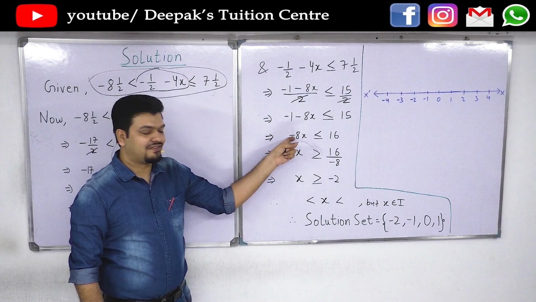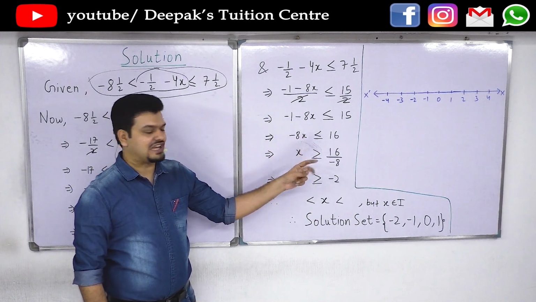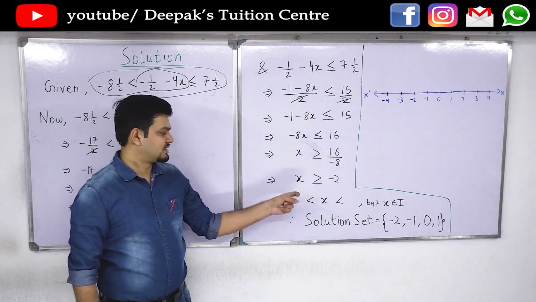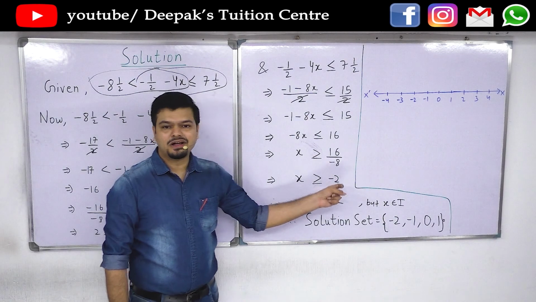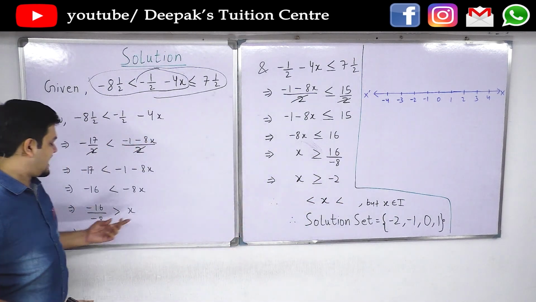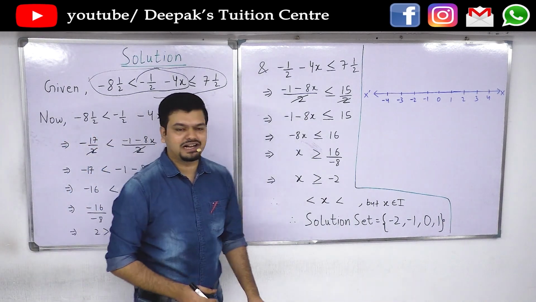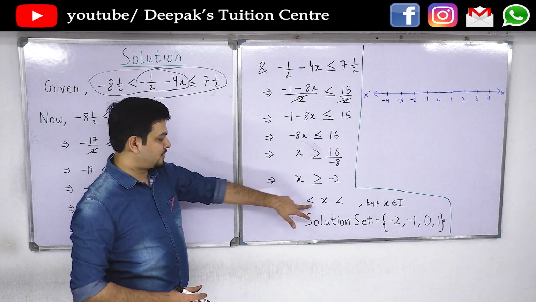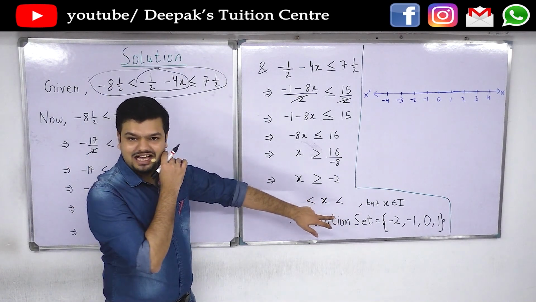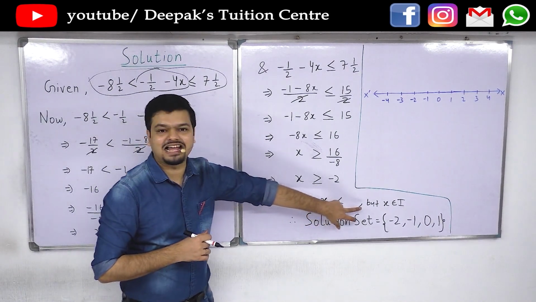And when we divide both sides by minus 8, the sign gets changed, and we get x is greater than or equal to 16 by minus 8. So therefore, x is greater than or equal to minus 2. Now we have two linear inequalities and we need to combine them in a single one. So the best way to do it is, I write x and on both sides I write less than. So if you essentially see, x is greater than something and x is less than something.